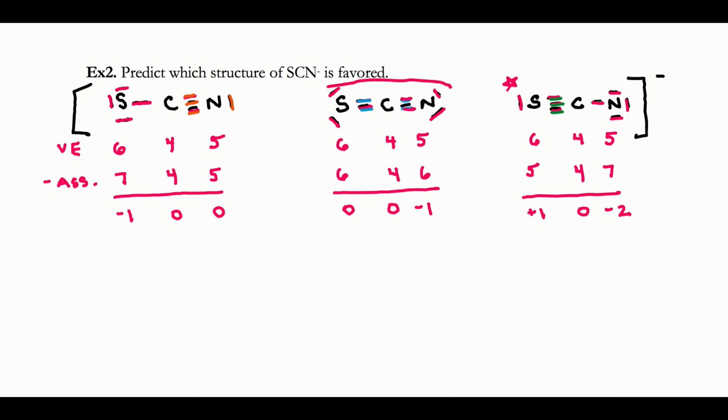And so as a result, since this structure not only has the lowest formal charges, both of them do, right? But also because nitrogen, being more electronegative, has the negative formal charge, that is why this center depiction of SCN- is the favored Lewis structure.